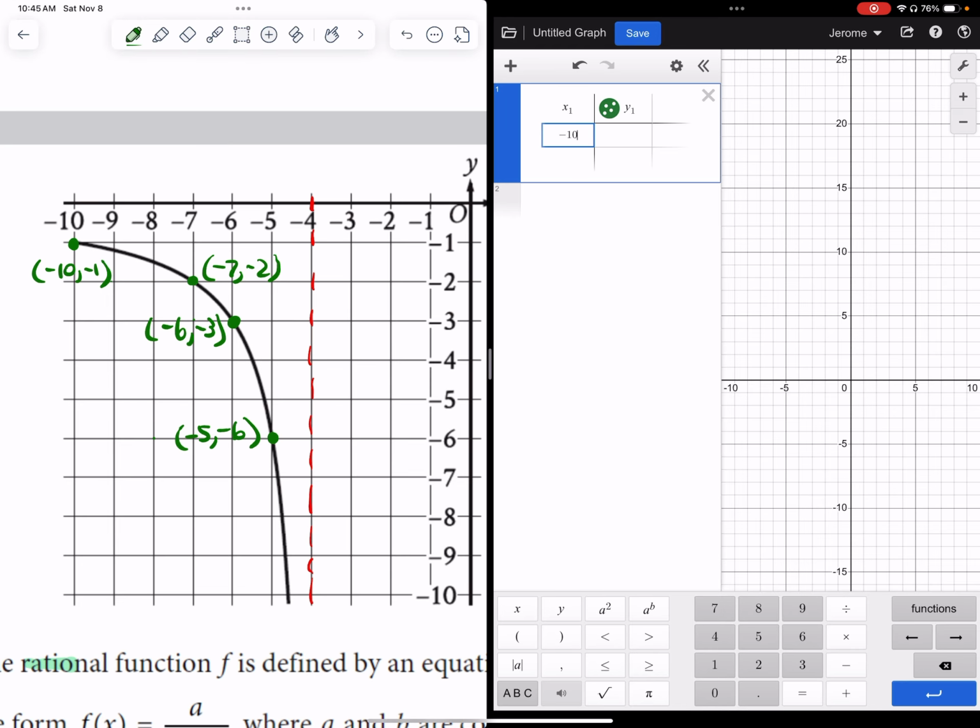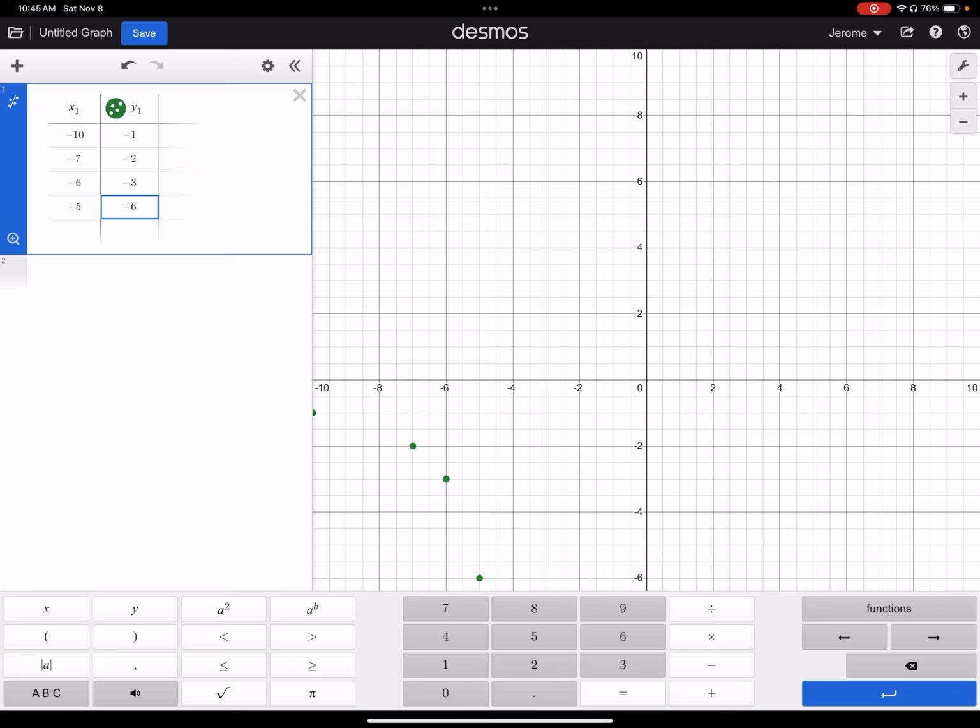-10. And I'm just going to go down and put the x's first. So -7, -6, I believe, and then a -5. All right, and then let's come over here to the y values. And the y values are a -1, a -2, a -3, and then it jumps down to -6. All right, so far, that's what I've got.